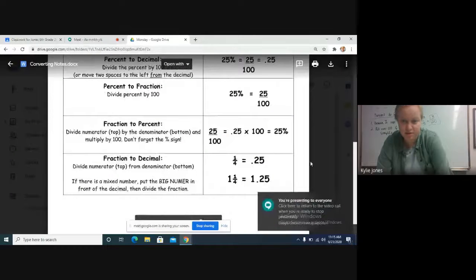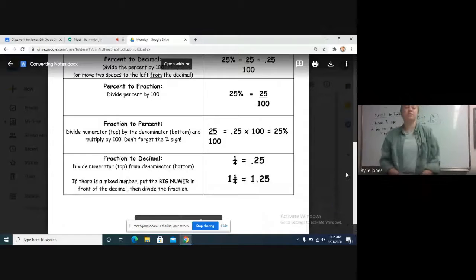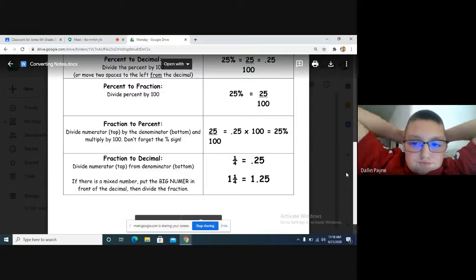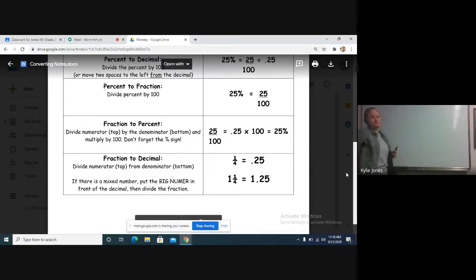All right, so this one, fraction to percent and fraction to decimal. I think it's actually easier to talk about fraction to decimal first, and then we'll talk about fraction to percent. So fraction to decimal is just dividing. You're just going to divide.